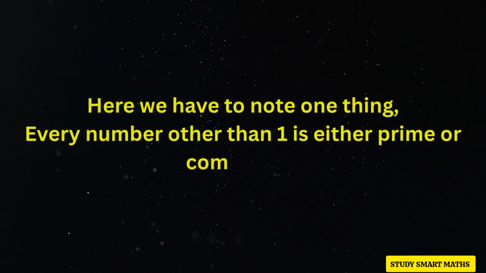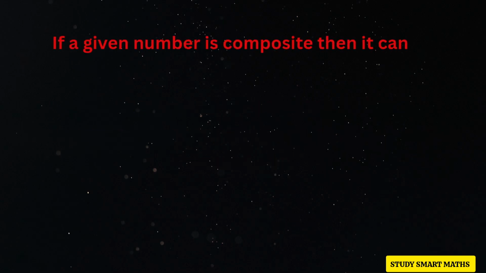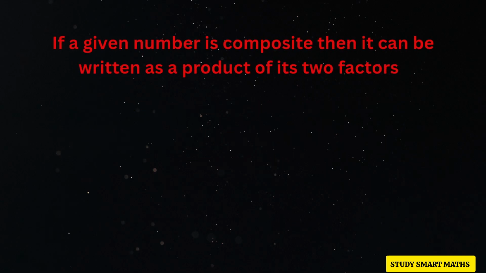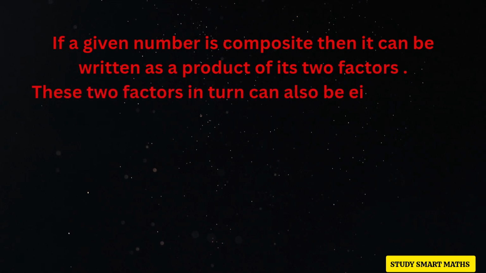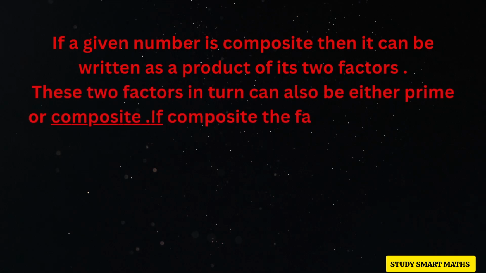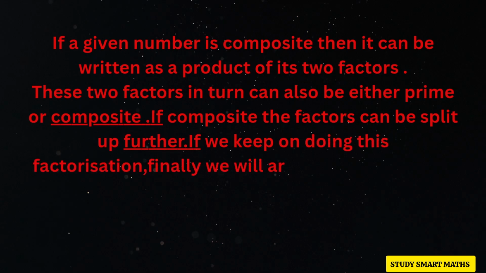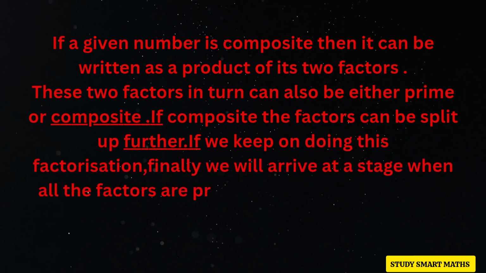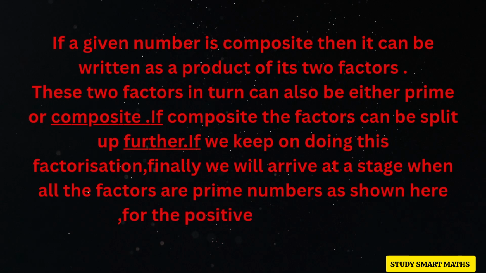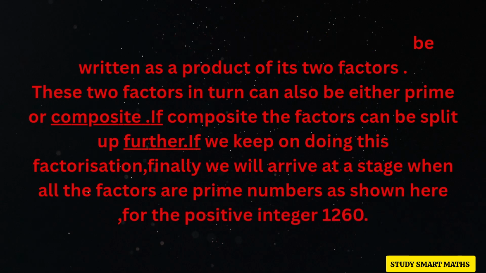Here we have to note one thing: every number other than 1 is either prime or composite. If a given number is composite, then it can be written as a product of its two factors. These two factors in turn can also be either prime or composite. If composite, the factors can be split up further. If we keep on doing this factorization, finally we will arrive at a stage when all the factors are prime numbers, as shown here. For the positive integer 1260.